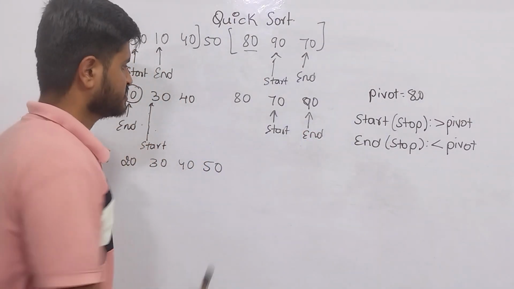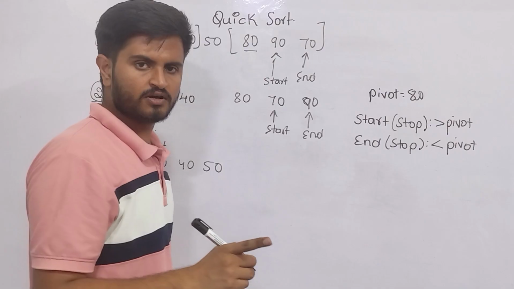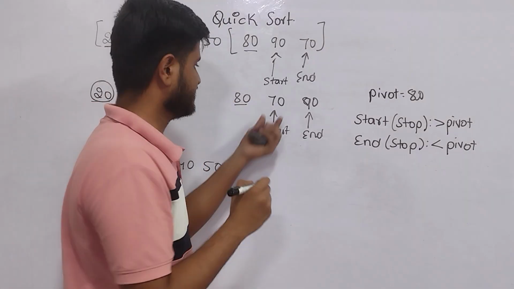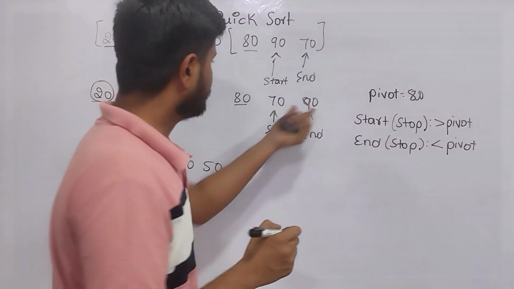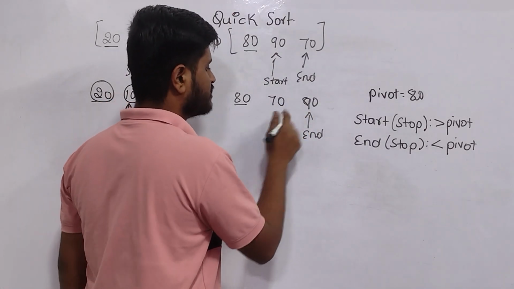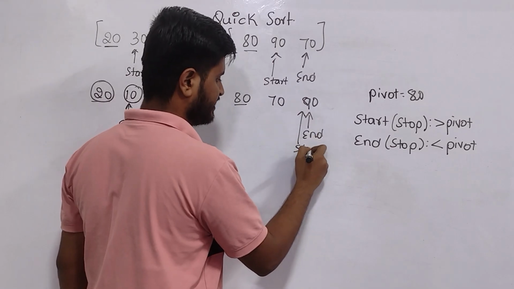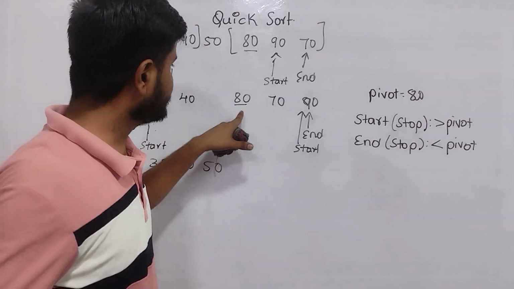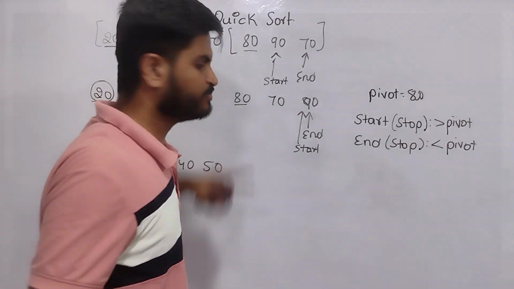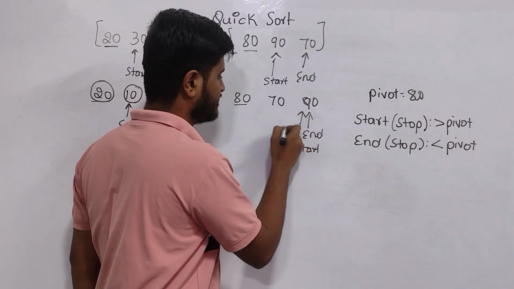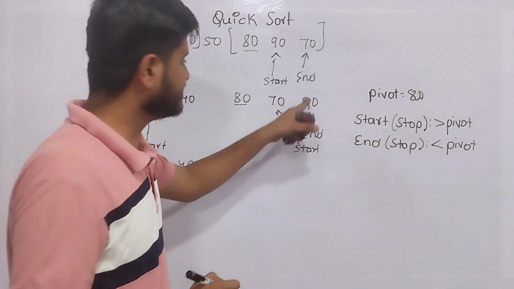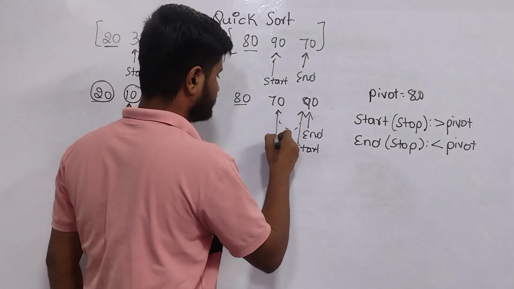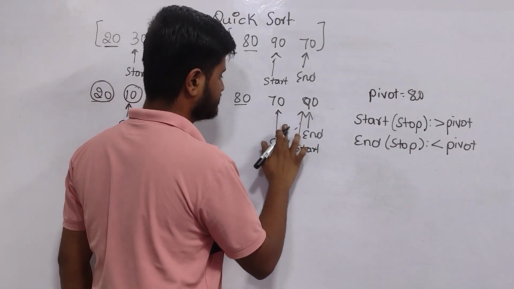Now apply again. Start is here. Start will stop when the value is greater than the pivot, so greater than 80. 70 is not greater than 80, but 90 is greater than 80. So we got the new start value, that is 90. Now end will stop when it gets a value less than 80, that is the pivot. So 90 is not less than 80, but 70 is less than 80. So we got the new end value, that is 70.